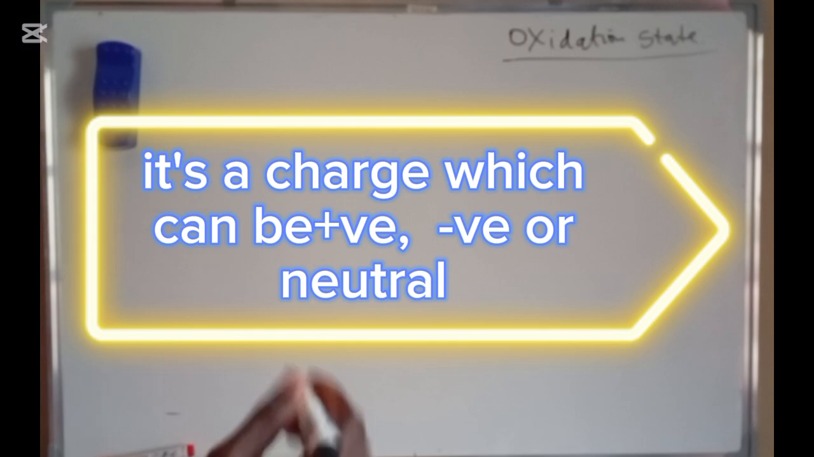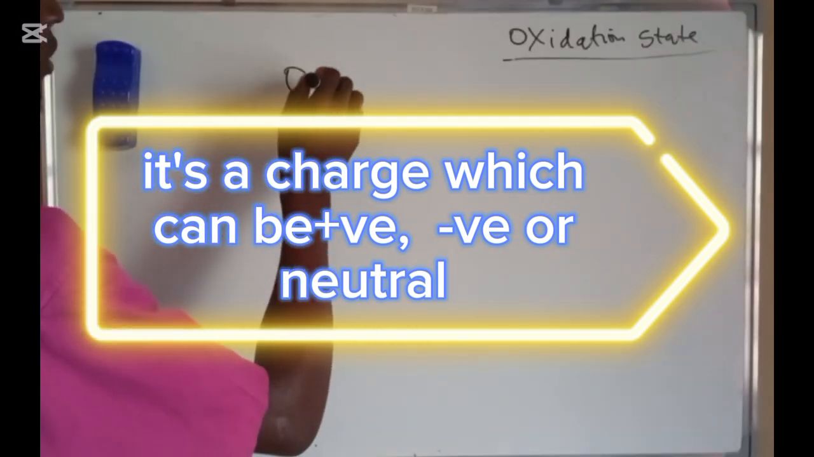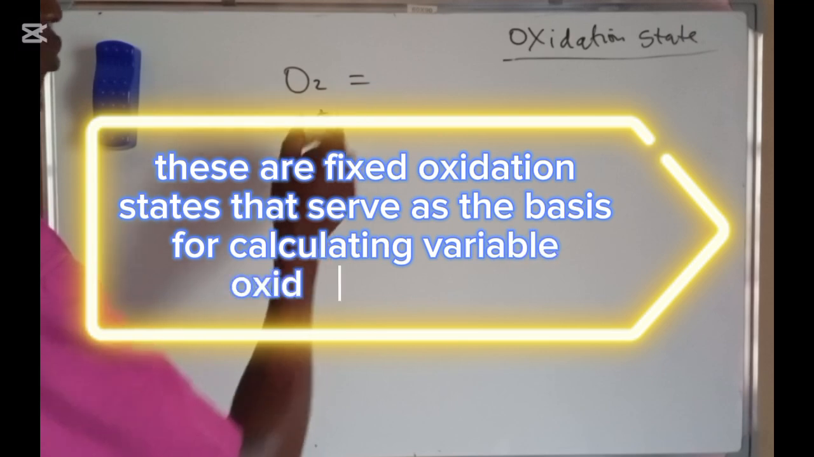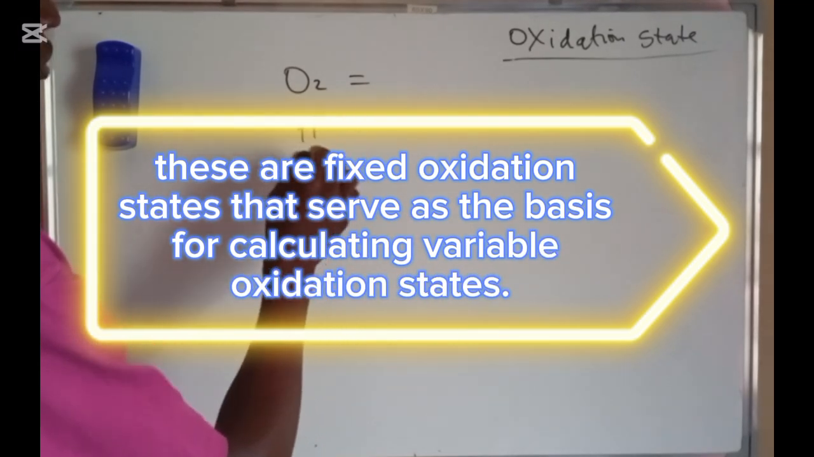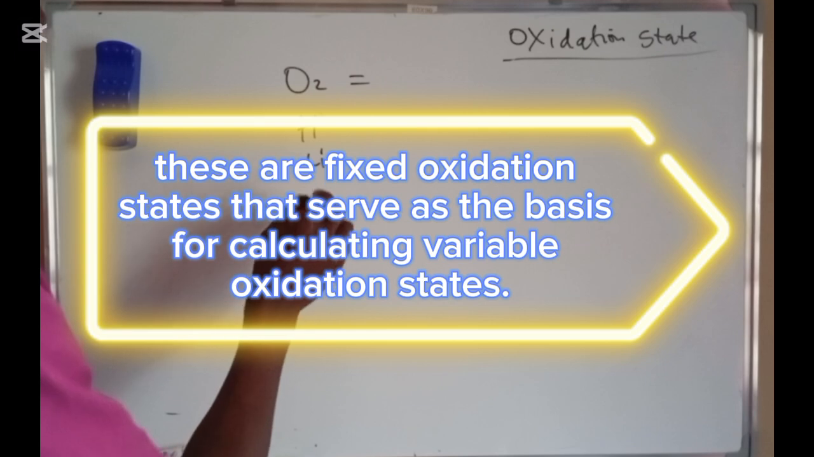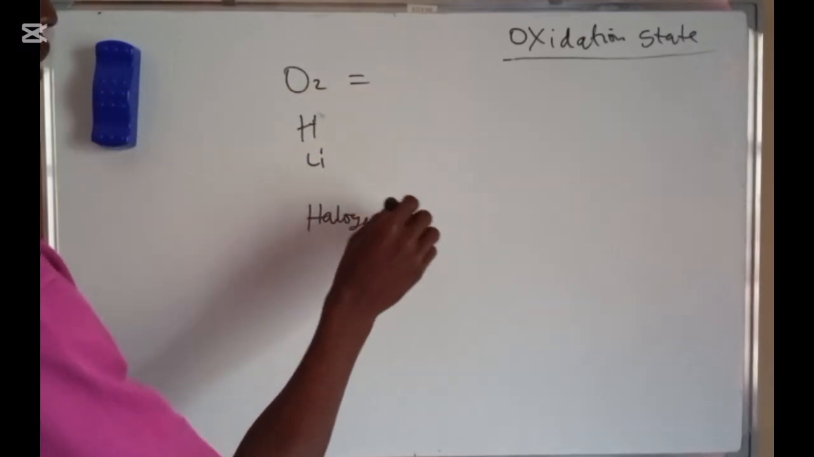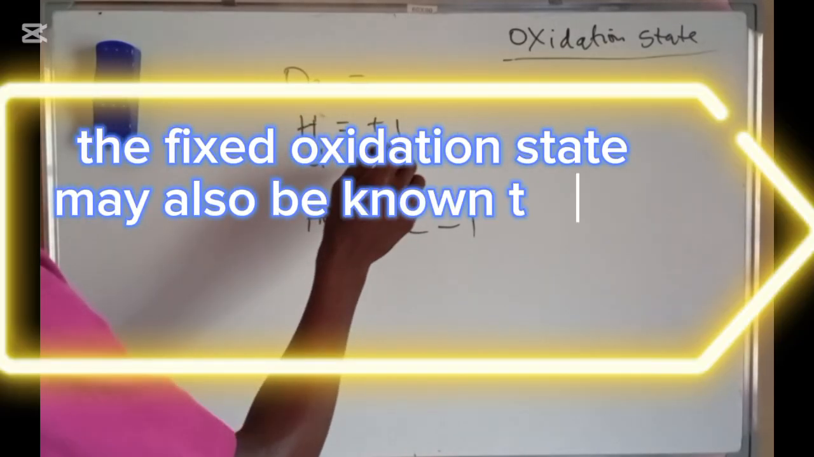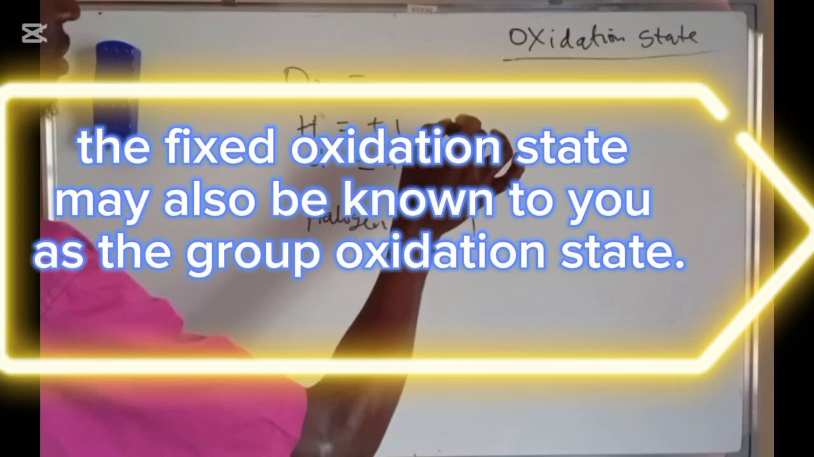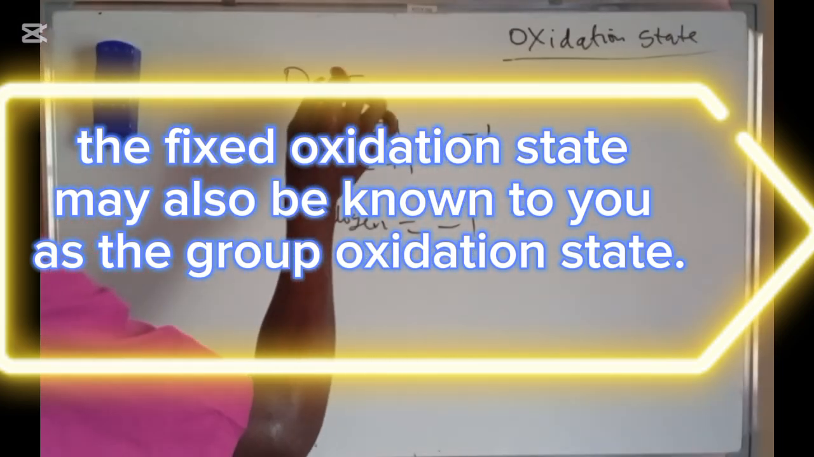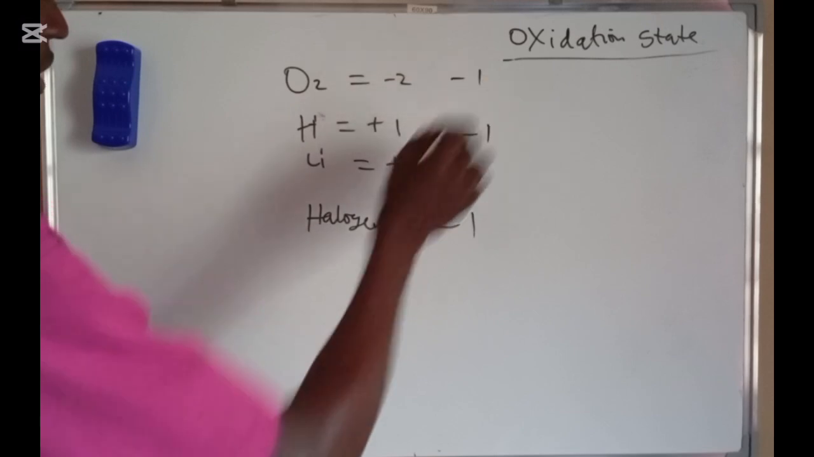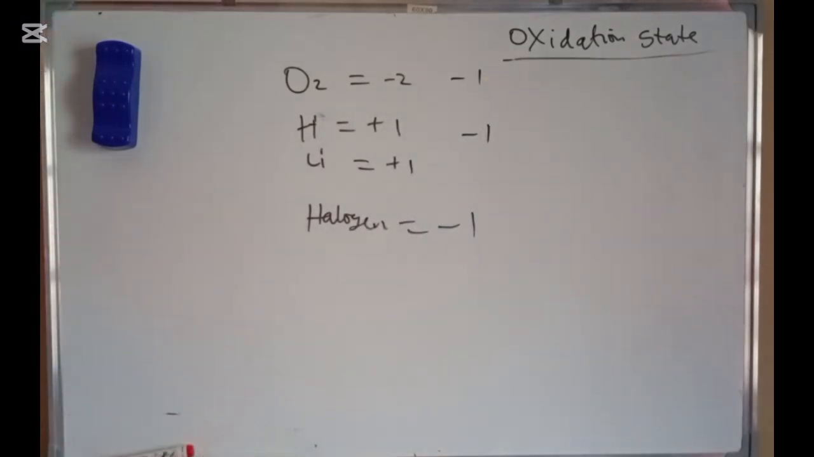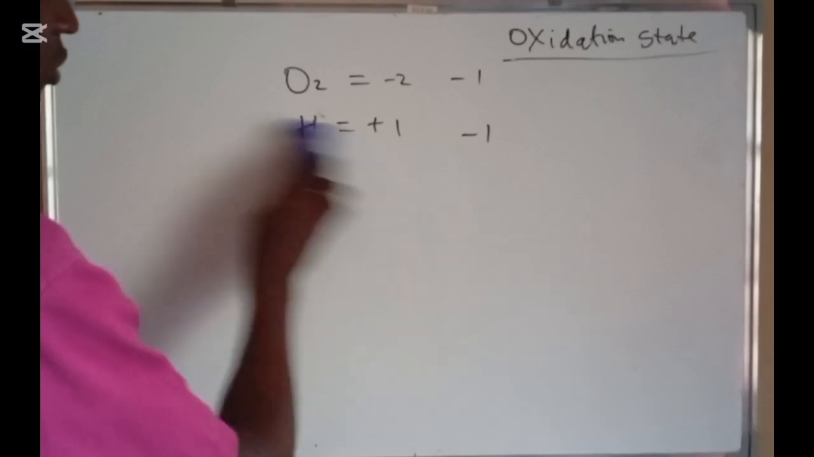Let's look at some of the elements that have a fixed oxidation state, like the group 1 elements, like hydrogen, lithium, then oxygen for example, and then the halogens. All the halogens have an oxidation state of -1. The group 1 elements have +1. Hydrogen has +1 except when it forms a hydride, where it has -1. Oxygen always has -2 except in peroxides, where it has -1 as the oxidation state. These are basic things that we need to know before we delve into calculating oxidation states of different elements. So these are fixed oxidation states.